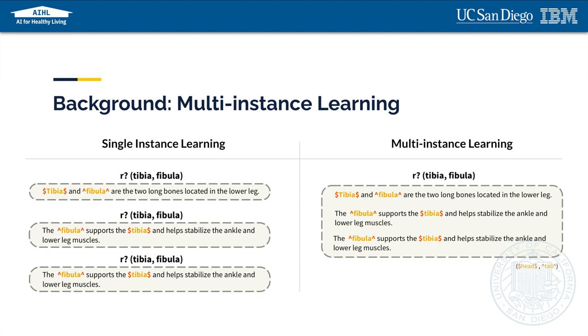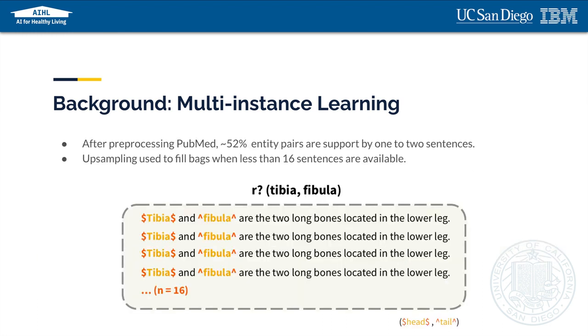To address this issue, the current state-of-the-art models use multi-instance learning, which groups sentences into bags with the intuition that a group of sentences will more likely express a relationship than a single sentence. However, fact triples and their corresponding sentences suffer from a long-tail distribution. Over 50% of entity pairs are only supported by 1 to 2 sentences, and in such cases, we heavily rely on upsampling to fill bags of sentences, which diminishes the effectiveness of multi-instance learning.